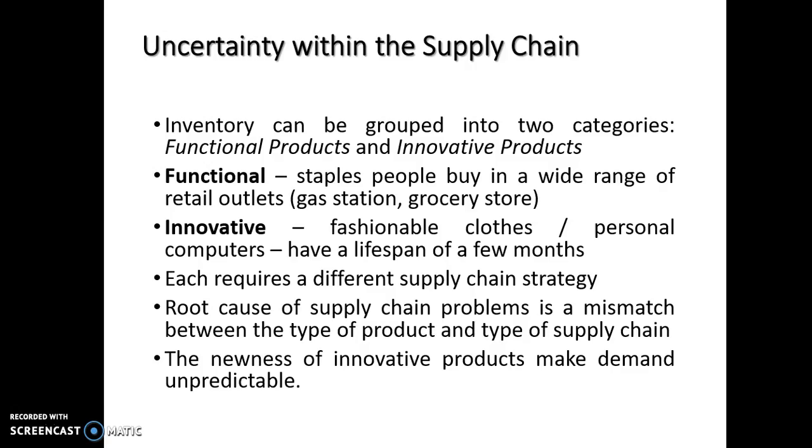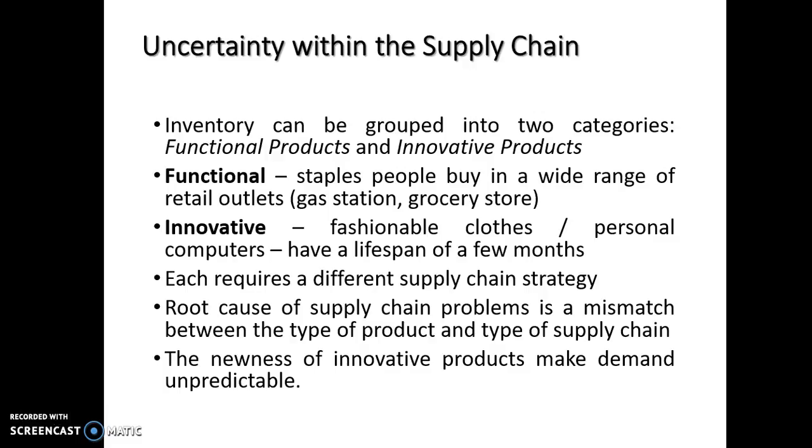There are different ways for us to manage uncertainty within the supply chain. Inventory can be grouped into two categories: functional products and innovative products. Functional products are staples that people buy in a wide range of retail outlets, gas stations, and grocery stores. You know that those are going to be a part of everyday life, and that the sales of them are going to be consistent. Innovative products, such as fashionable clothes, personal computers, iPhones, and iPads, have a much shorter lifespan, probably a few months, maybe a year. They peak, they go down, the next one comes out, as opposed to functional products, which remain steady. Each of these requires a different supply chain strategy.